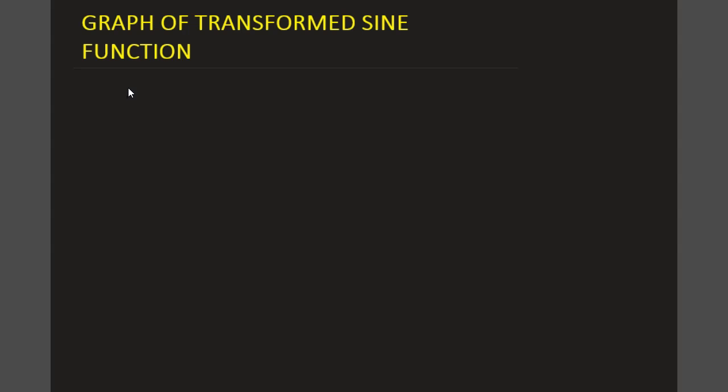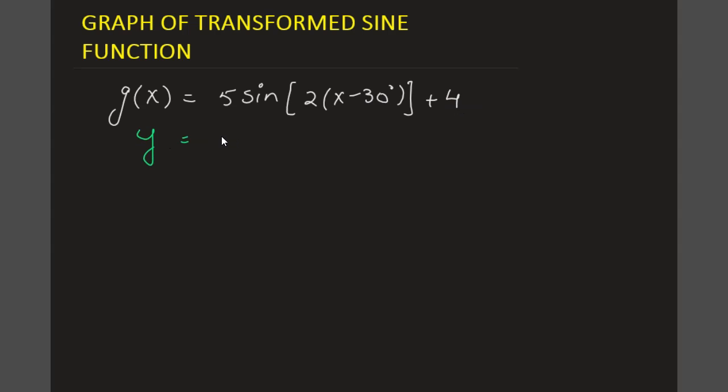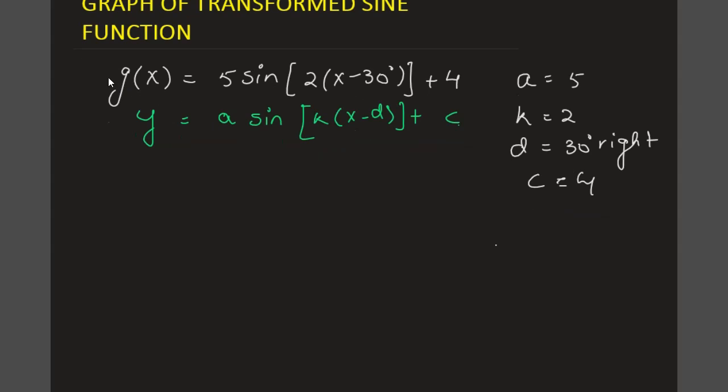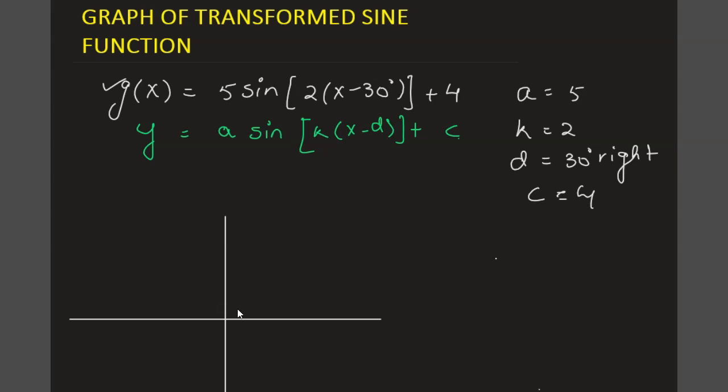Let's write the question first. The question is, g(x) = 5 sin(2x - 30) + 4. If we match it to our general transformed sine function equation, we can write our parameters out. So my a is 5, my k is 2, d is 30 degrees, and c is 4. If I want to turn this equation into a graph, I would first make my axes. This is how my axes would look.